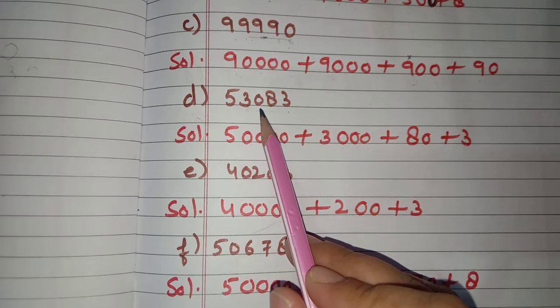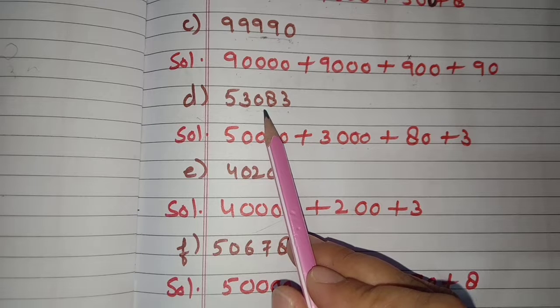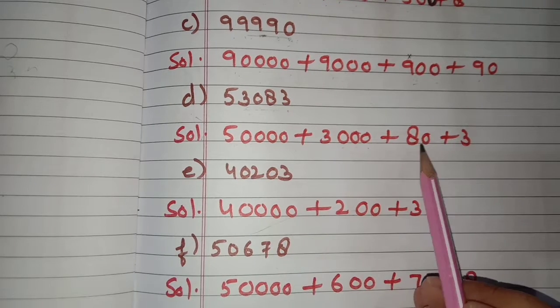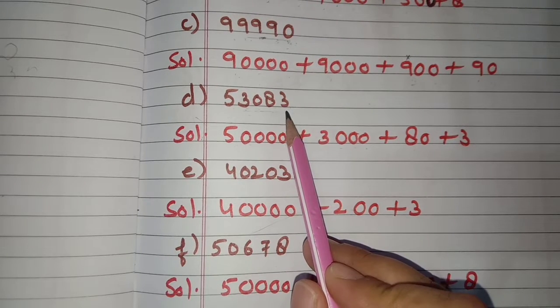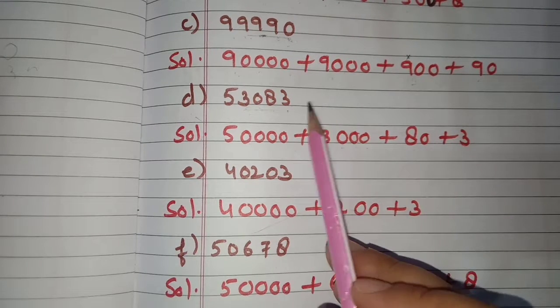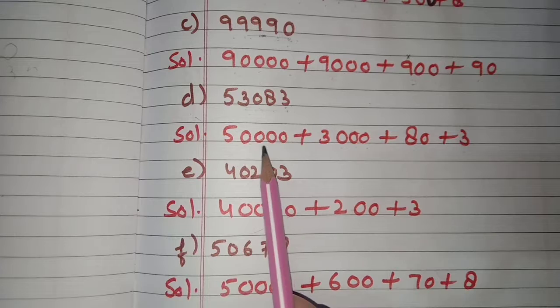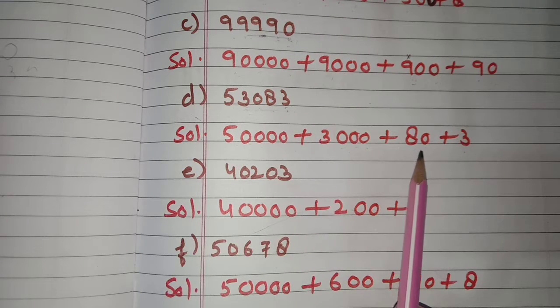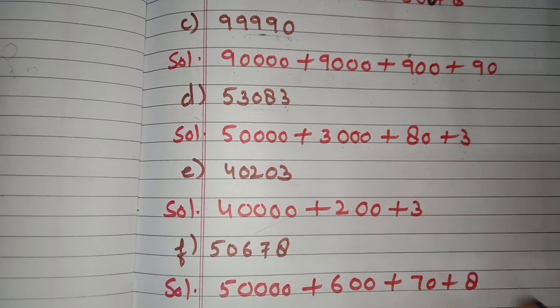Next is 0. So we will just skip it. We will not write its place value. Then next is 8. We will write 8 and there is only 1 digit after it. So we will put 1 0. It means its place value is 80. Then the last digit 3. So it is 50,000 plus 3,000 plus 80 plus 3.